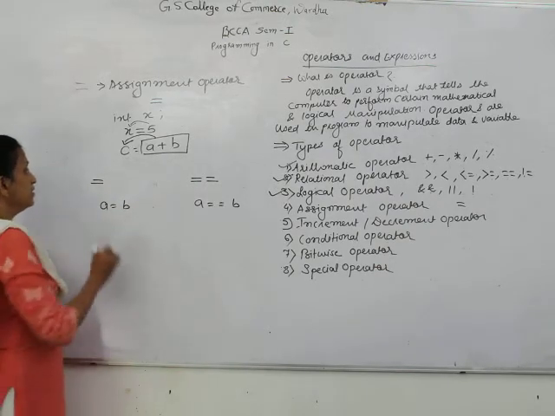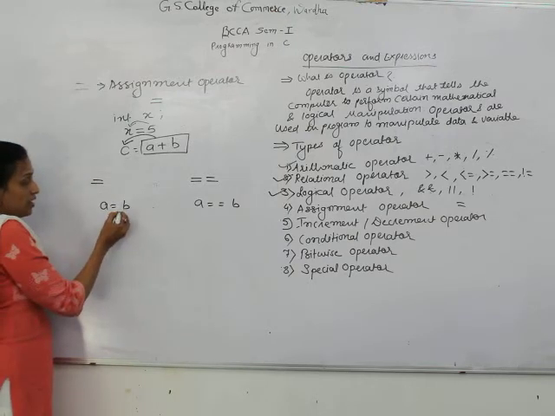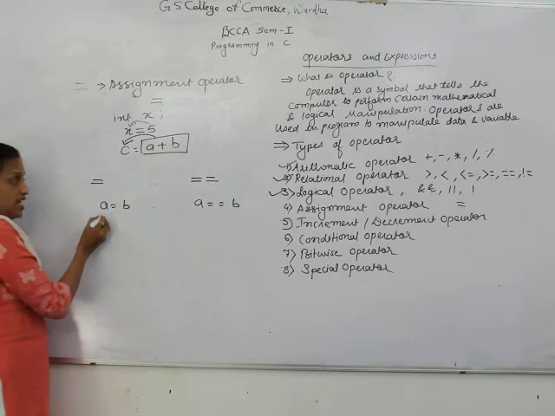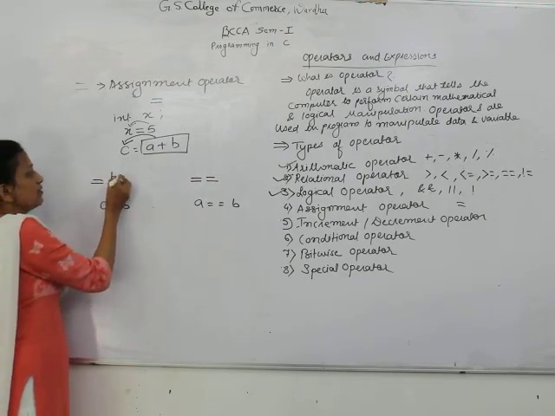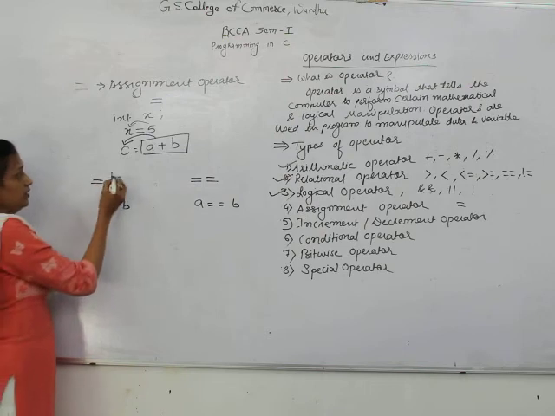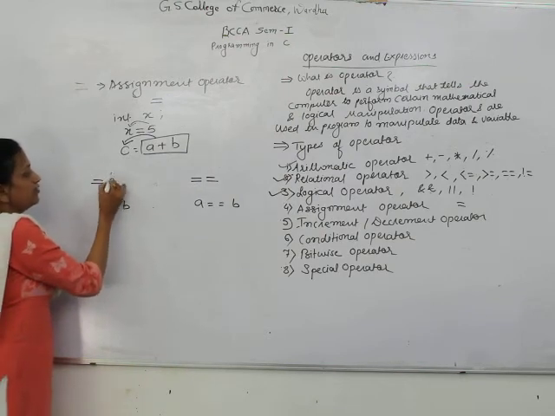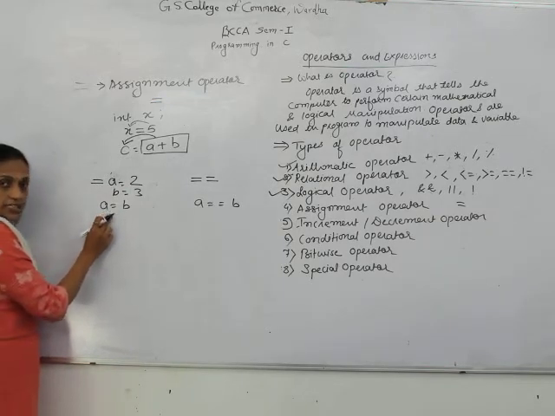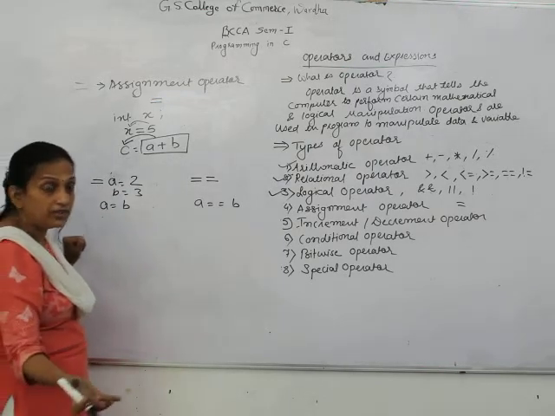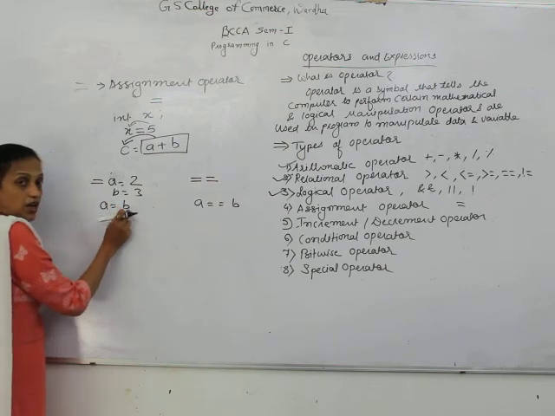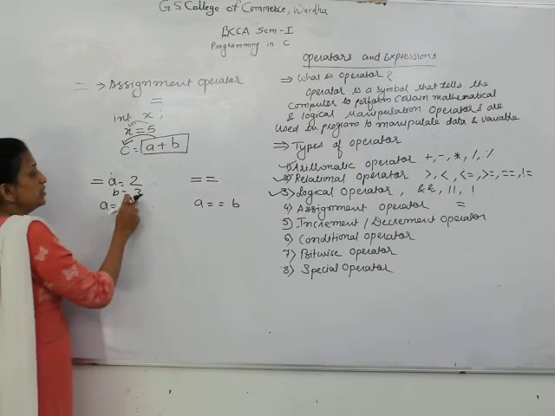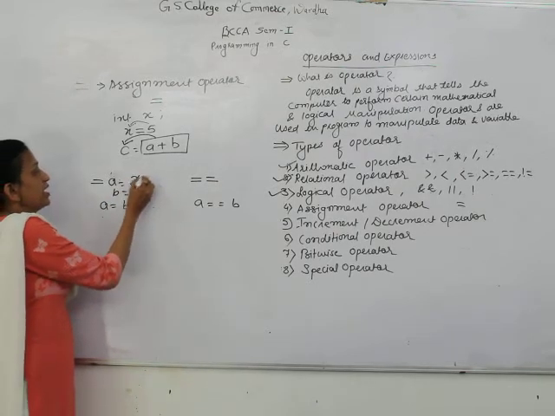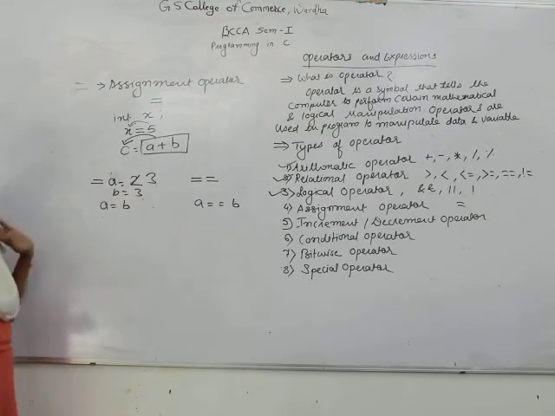See, here you assign the value of B to the variable A. Suppose the value of A is 2 and the value of B is 3. So by this expression, what will the compiler do? Compiler will assign the value of B to A. Means it will assign the value of B, that is 3, to A. Means now the A becomes 3.